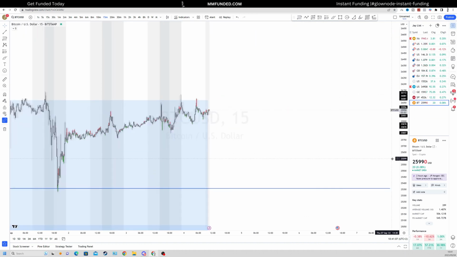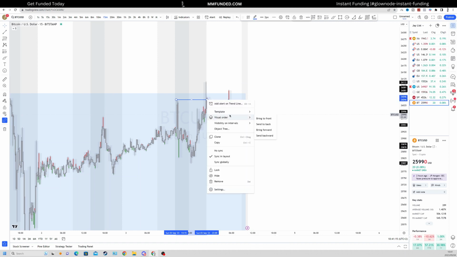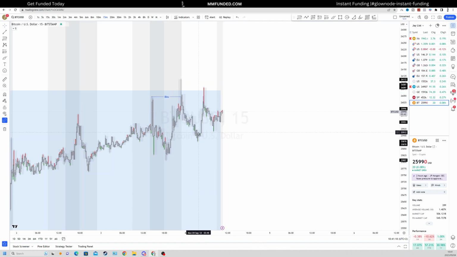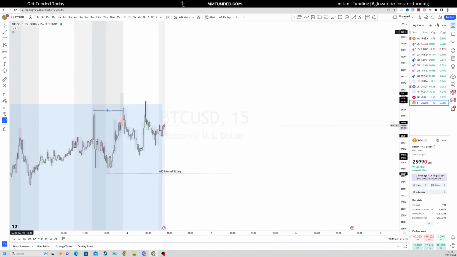Internally wise, most recently we have created this M15 internal break of structure to the upside, created by our M15 internal strong low, which leaves behind our M15 internal weak high.